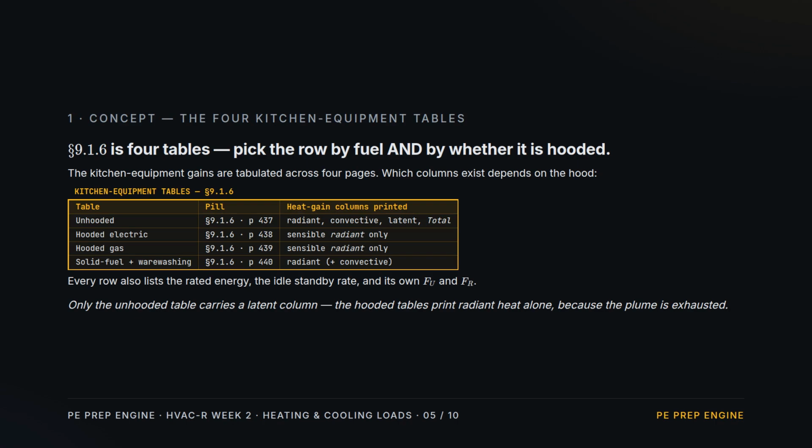Concept 4. The 4 tables. The kitchen gains span 4 pages, and the columns depend on the hood. Unhooded lists radiant, convective, latent, and a total. The hooded tables, electric, gas, and solid fuel, list radiant only, because the plume is gone. Every row also gives the rated energy, the idle rate, and its own usage and radiation factors. Match the row to the fuel and to whether there's a hood.